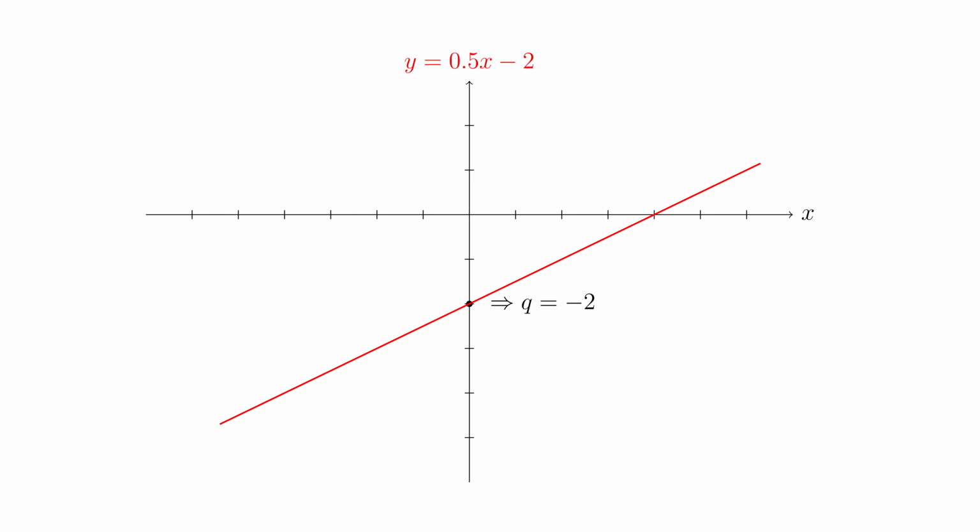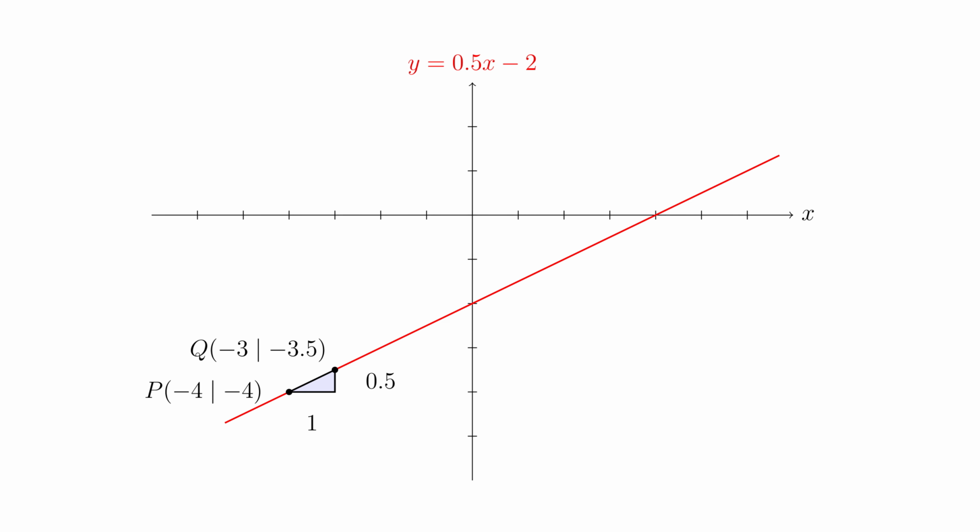Now have a look at the intersection point of the line with the y-axis. The y value at this point is called the y-intercept q. So q is -2. Now choose an arbitrary point on the line, for example, the point P at -4, -4. If you now move 1 unit to the right from there, the y value on the line will increase by 0.5, which is given by the slope m of the linear function.